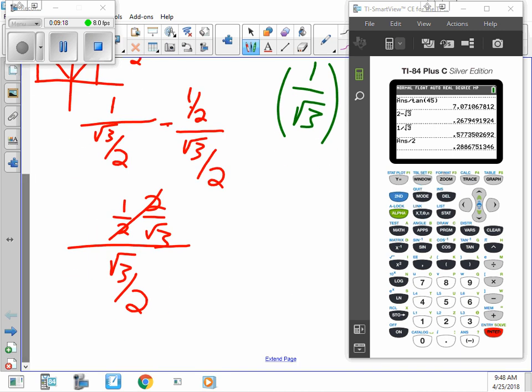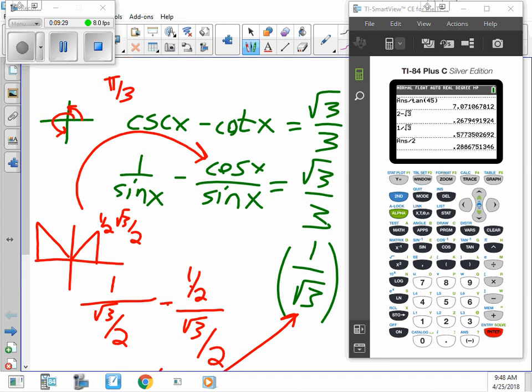Well, no, sorry. We got 1 over root 3, which is root 3 over 3. I just matched it to that. Okay. So it works in quadrant 1 at pi thirds. Will it work in quadrant 2? No, because the cosine is negative and the sine is positive.